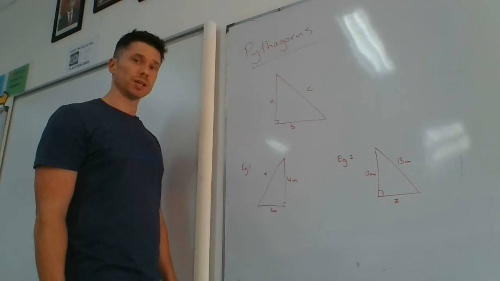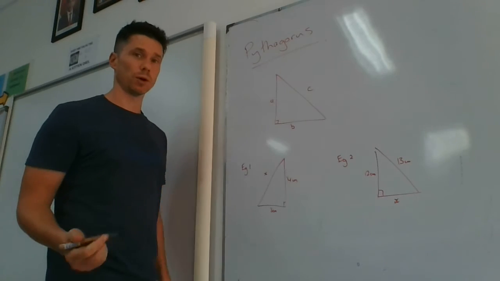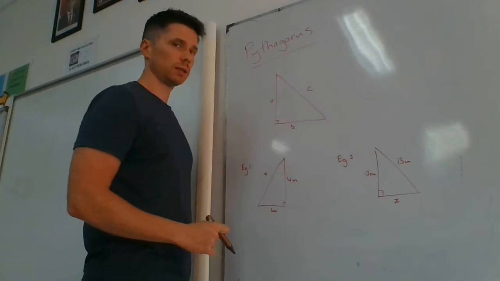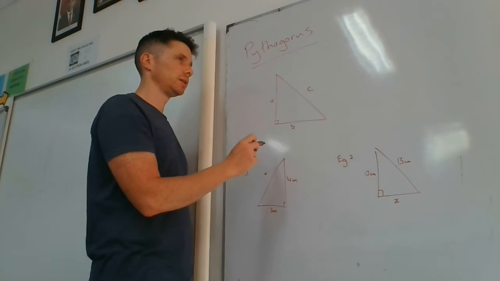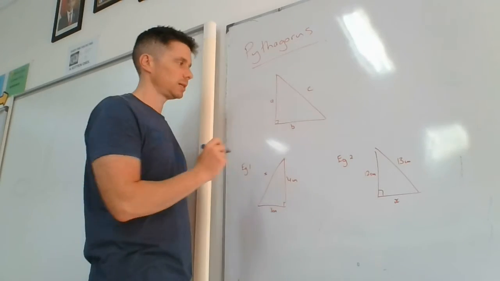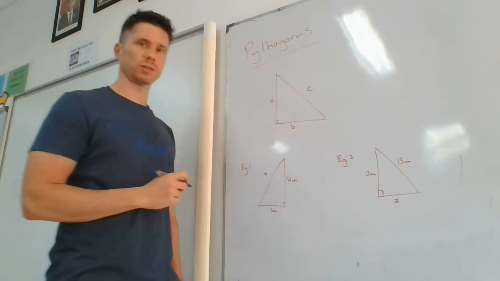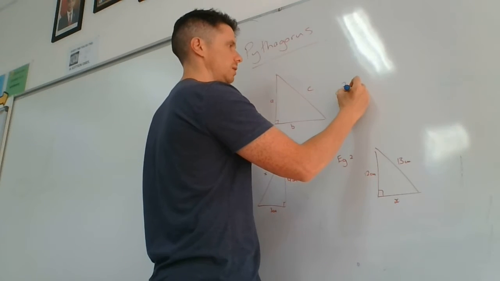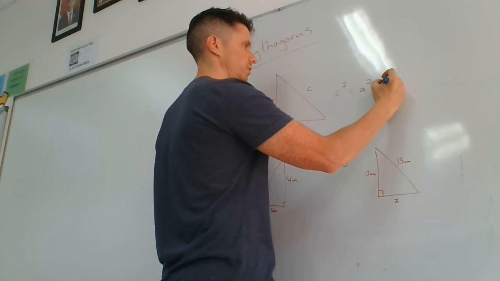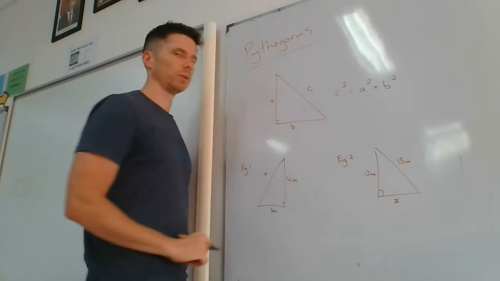In general, the length of the longest side of a right angled triangle squared is the same as the two smaller sides squared added together. So it's often written like c squared is equal to a squared plus b squared. So they're added together.